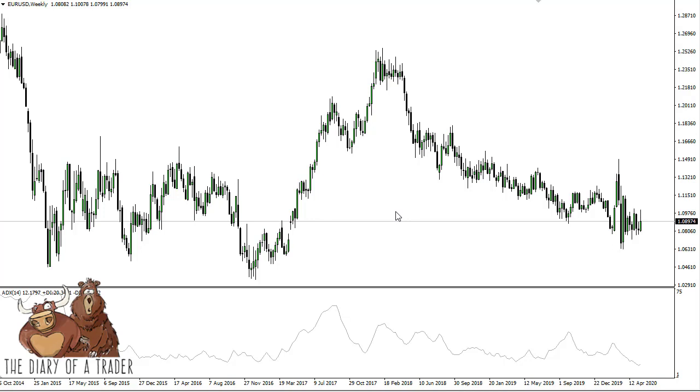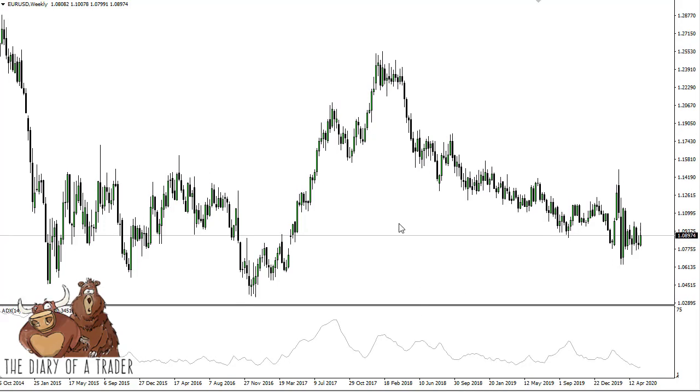Euro dollar is not it. It's a very tight and doesn't really move much type of pair, but it's a great example of how it can keep you in and out of it.